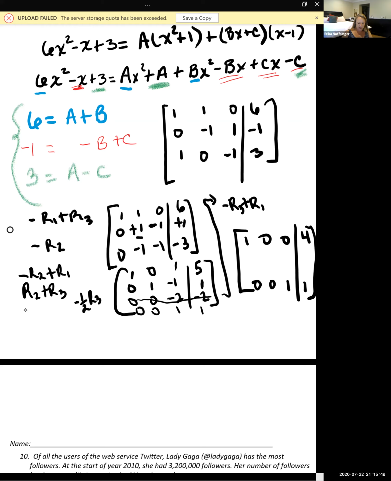Now we want to get rid of this negative 1. And so we're doing row 3 plus row 2. So 0 plus 0 is 0. 0 plus 1 is 1. 1 minus 1 is 0. And 1 plus 1 is 2. So this tells me my A value is equal to 4. My B value is equal to 2. And my C value is equal to 1.